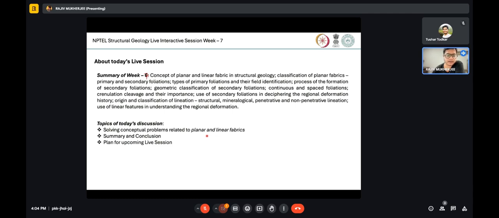And then we will summarize and conclude today's discussion session with a plan for the upcoming live session, that is the 8th week, in which we will be talking about folds and mechanism of folding. So let us start with today's problem solving session. I have prepared some questions on planar and linear fabrics, and we will solve them. That will help you to understand how to deal with these kinds of questions in assignments and also for many other kinds of competitive examinations that may appear.